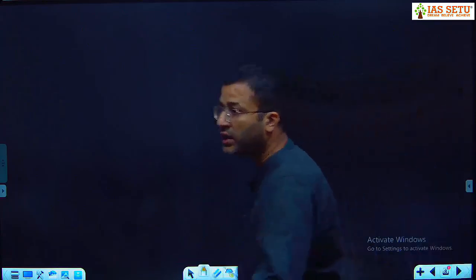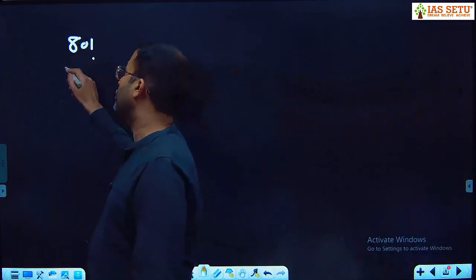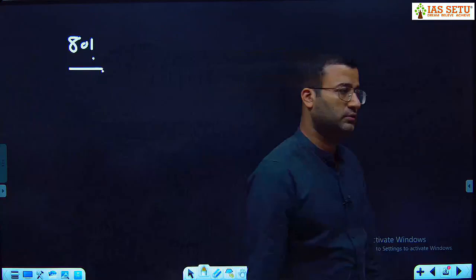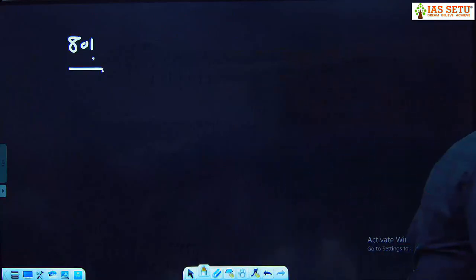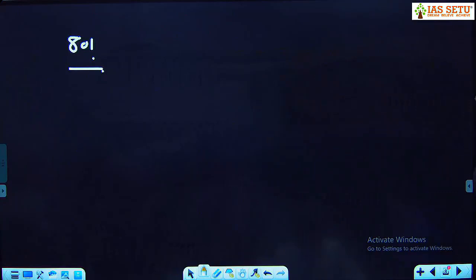Try. In 80 factorial, you check how many 2's are there. 80 factorial में number of 2's कितने होंगे?